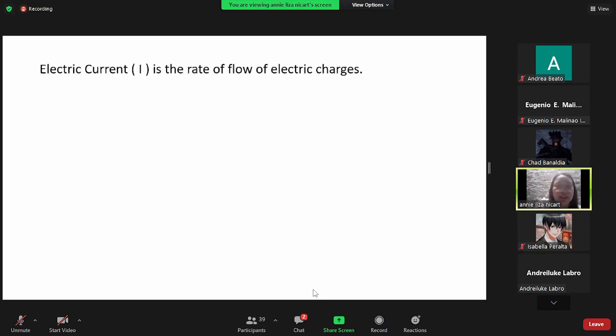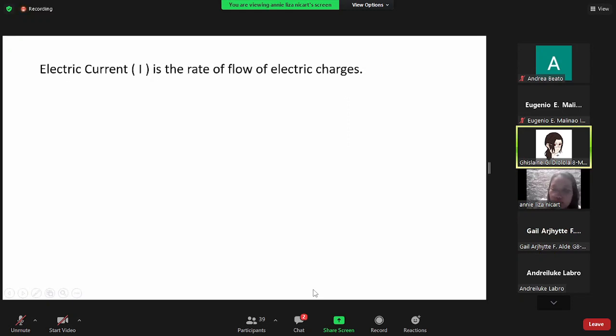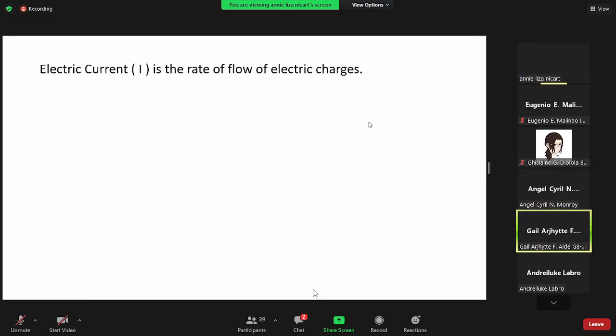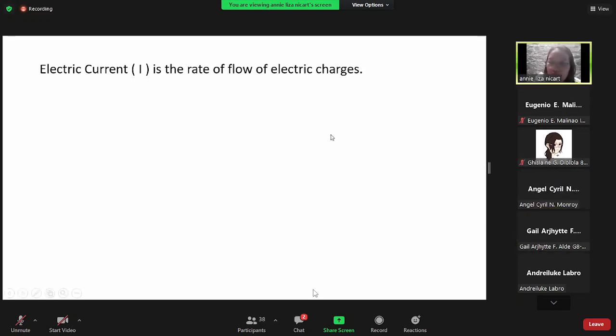Okay, electric current. Ano ang electric current? Sino yung nakakakita sa screen? Ako hindi ko makita yung screen ko. Please read the definition of electric current. Electric current is the rate of flow of electric charges. Ano yung electric charges?